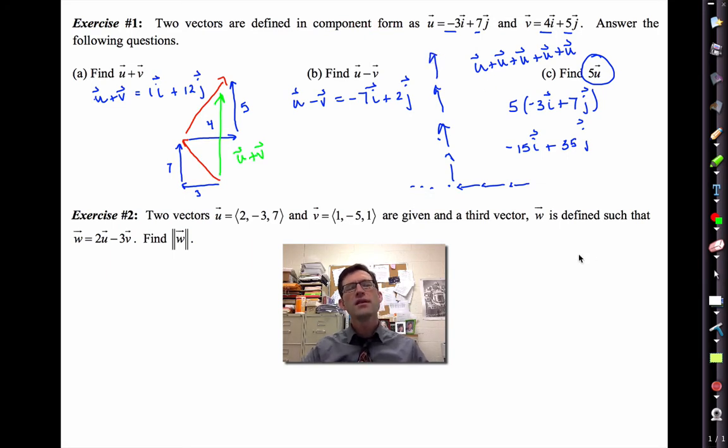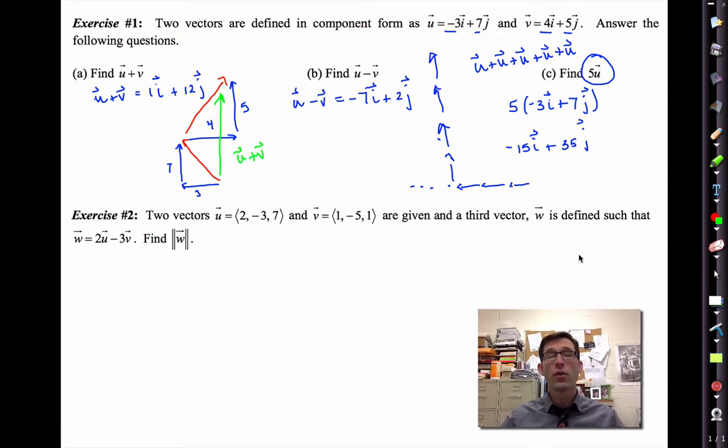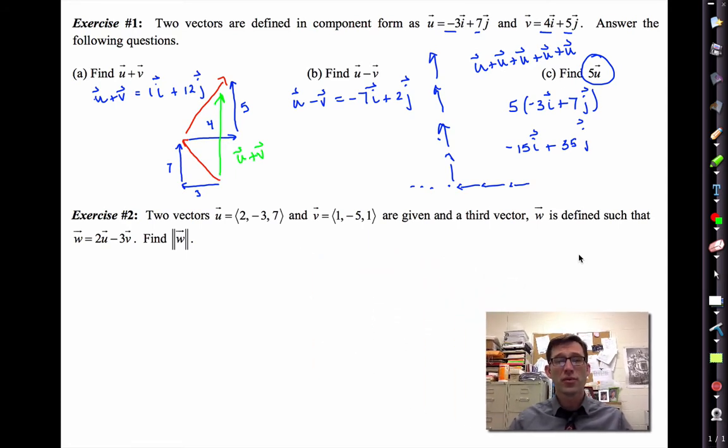Okay? Take a look at exercise 2. It gives us vectors in this kind of funky notation, 3-dimensional vectors, but whatever. Then it defines another vector, w, defined by 2u minus 3v, and then it asks you to find, well, I don't want to tell you that because I want you to be able to interpret that. I'd like you to pause the video and take, oh, I don't know, maybe 5 minutes to figure this out, okay?